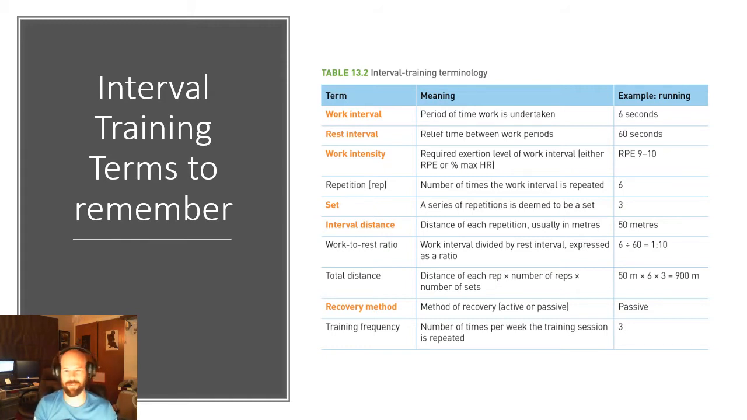So in this instance, we divide 6 by 60 and we get a work to rest ratio of 1 to 10. So for every 1 second of work, we're doing 10 seconds of rest. So the question that I'm going to ask you guys now, and if you've been paying attention, it links to what we talked about earlier. What energy system is being trained here? I'll give you 5.